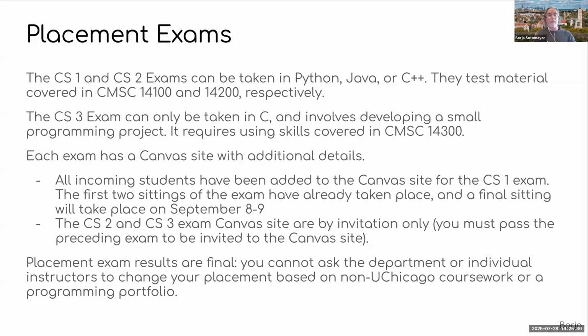Each exam has a Canvas site that is going to have additional details. If you're an incoming student, all of the incoming students are just added automatically to the Canvas site for the CS1 exam. We've already had 2 sittings of that exam, but we do have one final sitting on September 8th and 9th. So if you weren't able to take the exam at any of the first 2 sittings, there is still one more chance to take the exam on September 8th or 9th.